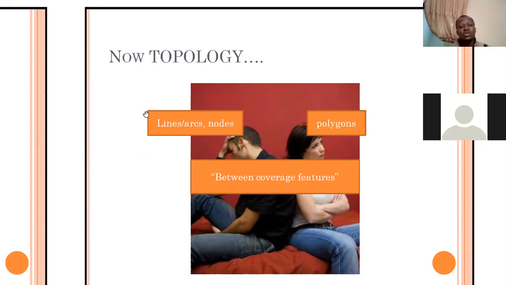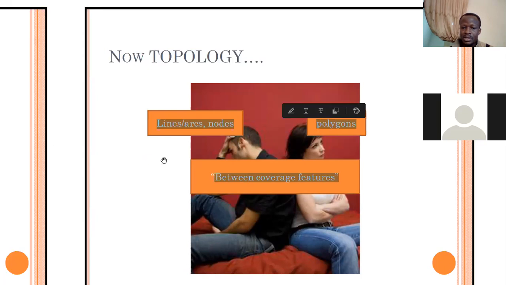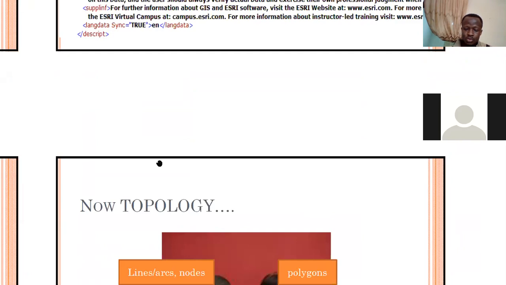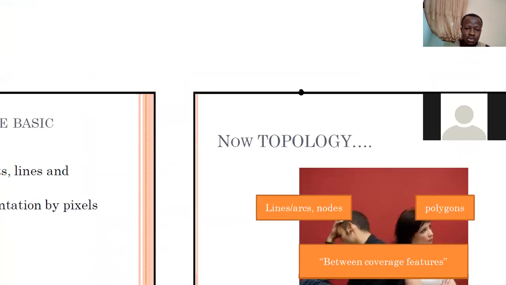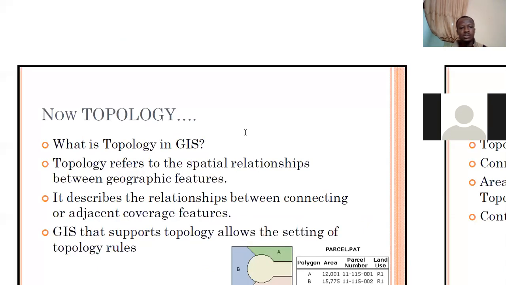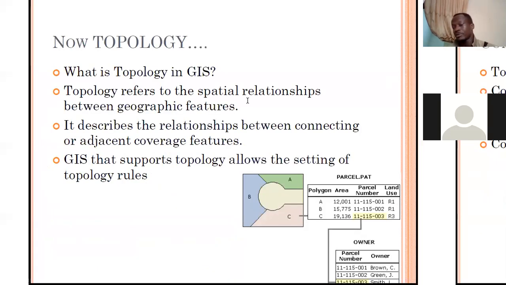All right. So let's talk about the next two topics. Topology. So topology is about relationship between geographic features. Topology refers to a spatial relationship between geographic features. Geographic features, for example, are wherever you are: look around you, look outside your building, all the things you are seeing are geographic features.